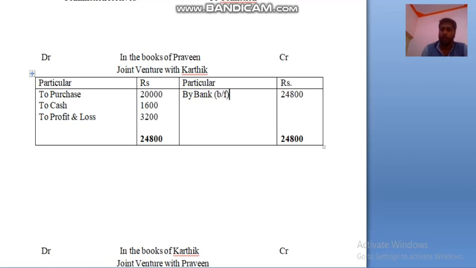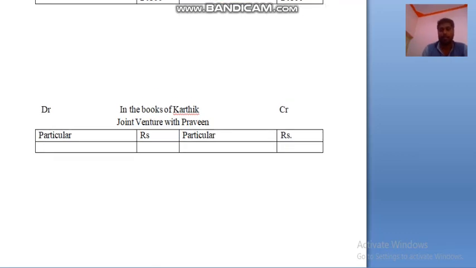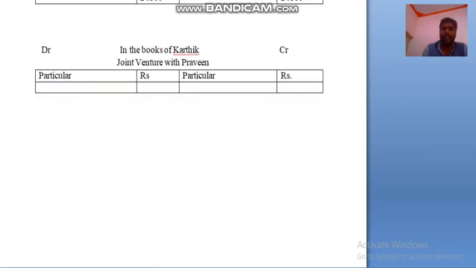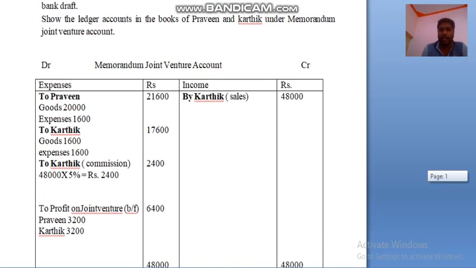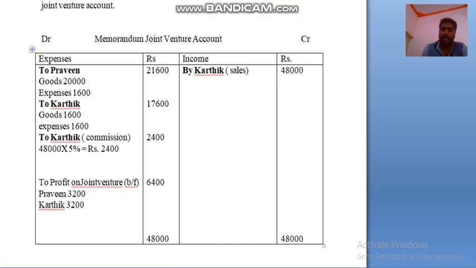Now move on to Karthik account. Here we have to record only the transactions related to Karthik and not Praveen. So here we are preparing ledger account in the books of Karthik. Here Karthik records only his transactions and not the transactions of Praveen. So come to the memorandum joint venture account. In the memorandum joint venture account, the first transaction relates to Praveen, so don't record it. The second transaction is related to Karthik.